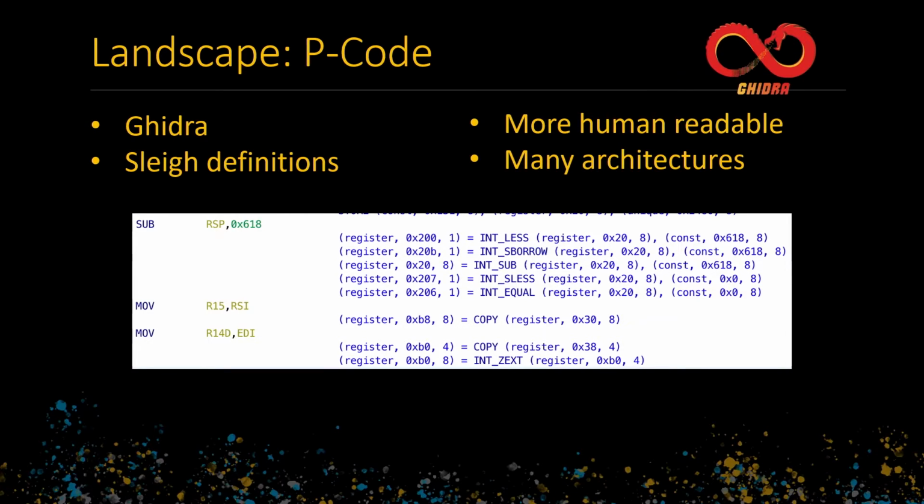Ghidra's P-code is the new kid on the block. It's actually not at all, right? It's been around for many years. It's just now been made public this year. They have a unique design in that they have what are called SLEIGH definitions. And this is actually a pun on some research by Dr.